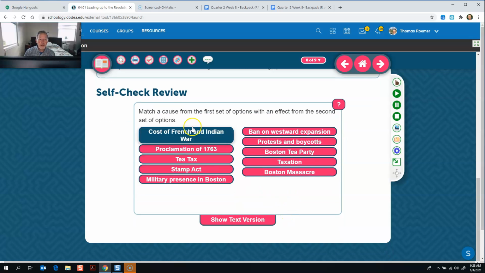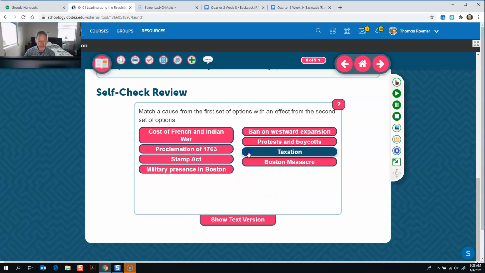Okay, what we need to do here is match these causes with the effects over here. What I like to do is find the ones that I know are simple first off. Okay, I know the tea tax. You know that one's going to have to do with tea. Okay, and it caused the Boston Tea Party. Okay, another one that I know is military presence in Boston.